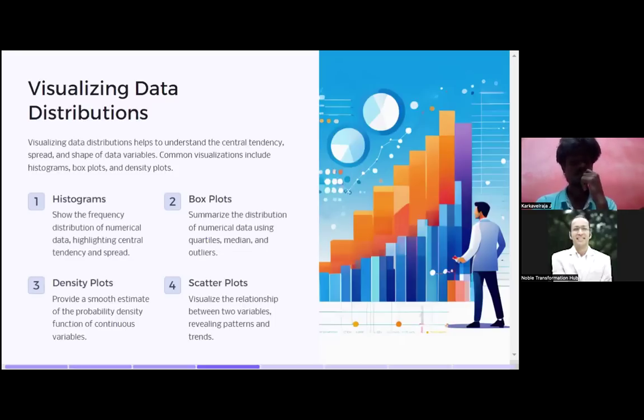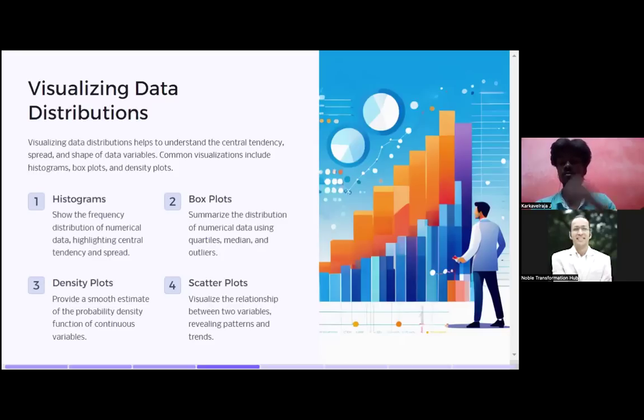Okay, central tendency is a baseline. So whatever your baseline is, how is the data scattered around it? So you'll see, a histogram will show you the frequency distribution of numerical data, highlighting central tendency and spread. How is your data spread all over the baseline?